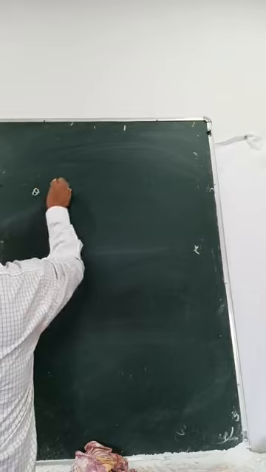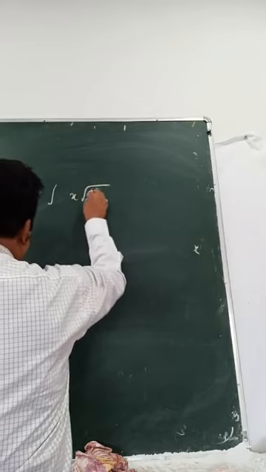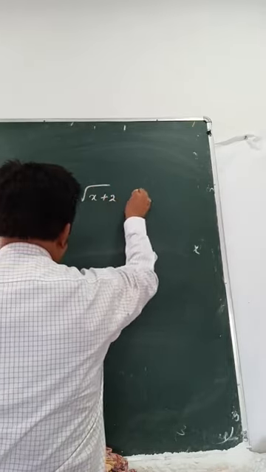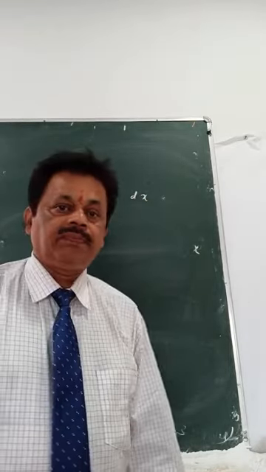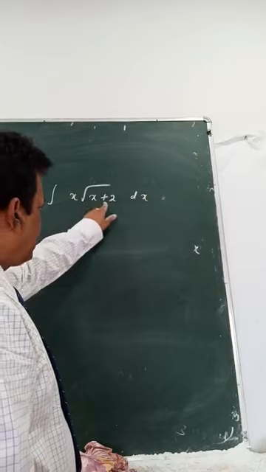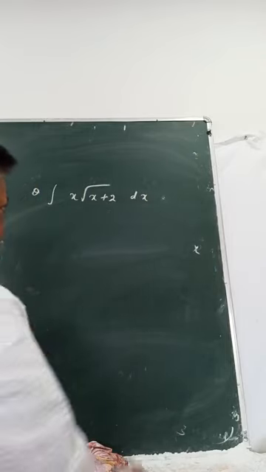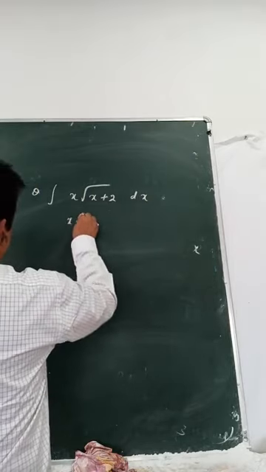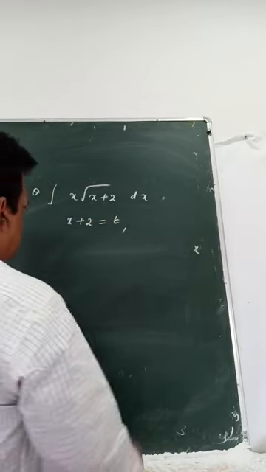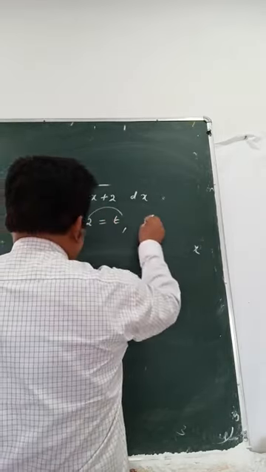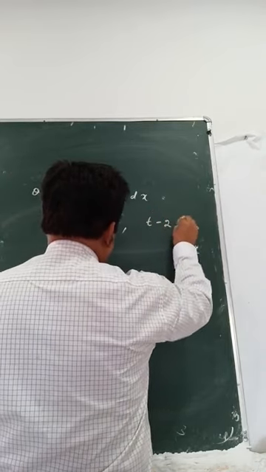Another confusing part is here: x root over of x plus 2. What to do? So let me take x plus 2 is t. Then you can find, if this comes here, t minus 2 equals x.